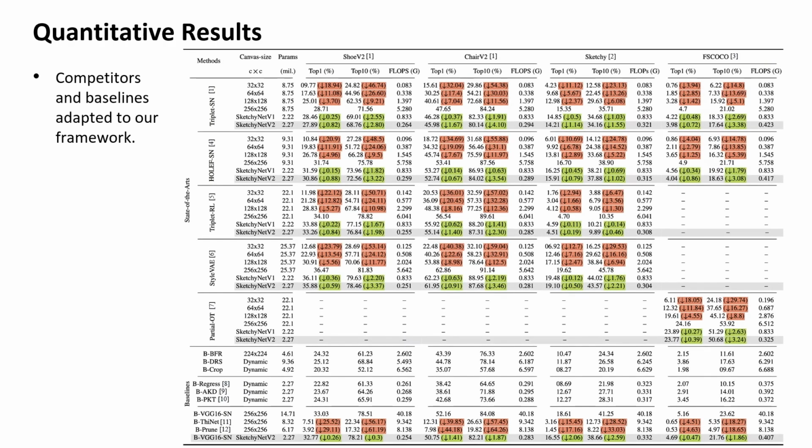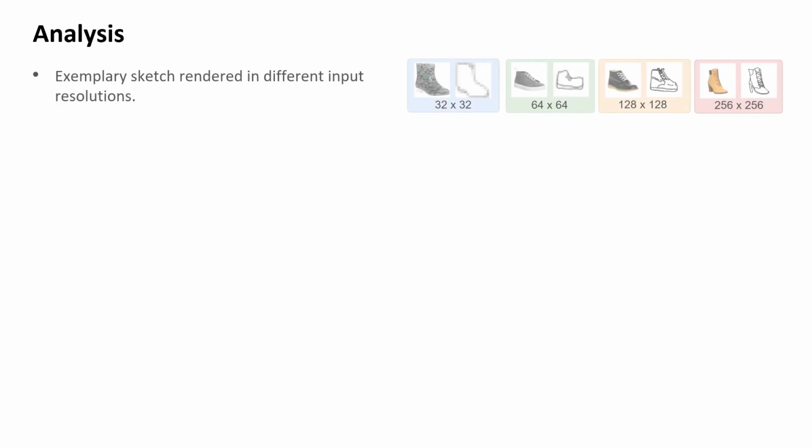Here we incorporate the competitors in the proposed framework. We see our framework reduces the flops greatly compared to others with an insignificant reduction in top 1 and top 10 accuracies. Taking a closer look at the empirical data, we observe abstract sketches with less details can easily be rendered at a lower resolution without much information loss.